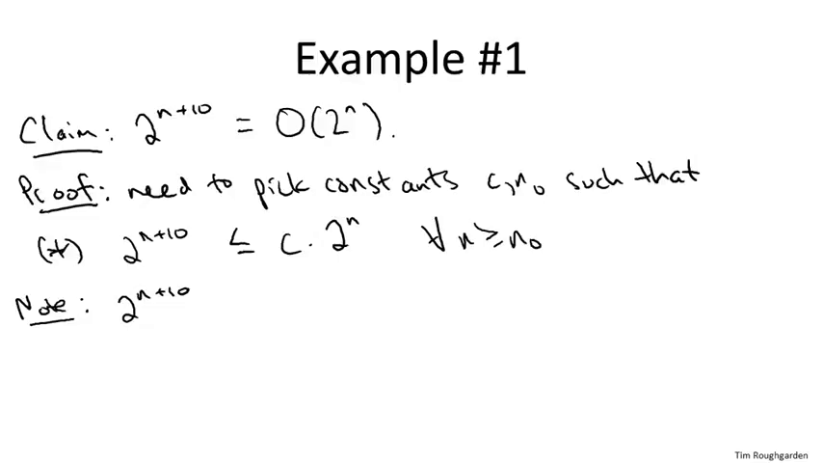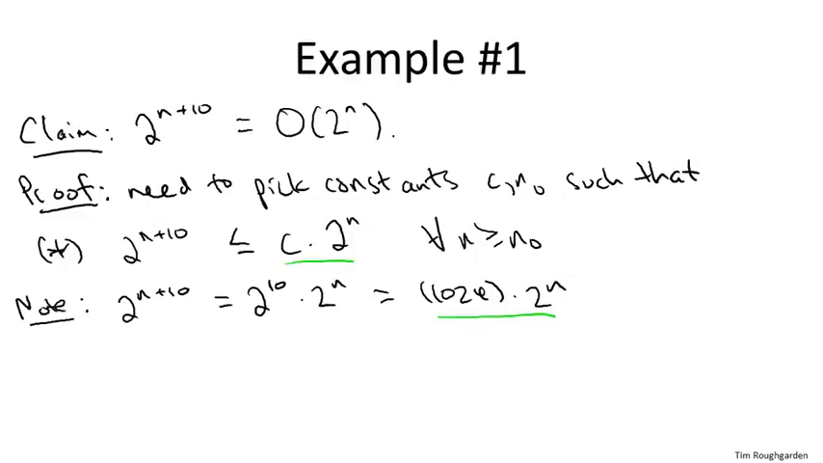So if we start with 2 to the n plus 10 on the left-hand side, what would our first step look like? Well, this 10 is really annoying, so it makes sense to separate it out. So you could write 2 to the n plus 10 as the product of 2 terms, 2 to the 10 and then the 2 to the n, also known as just 1024 times 2 to the n. And now we're looking in really good shape.